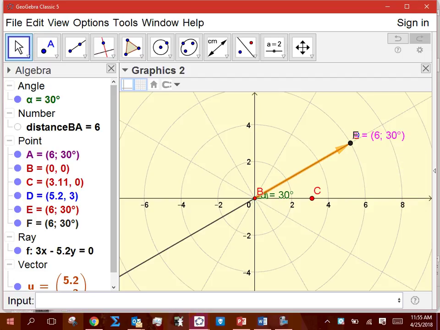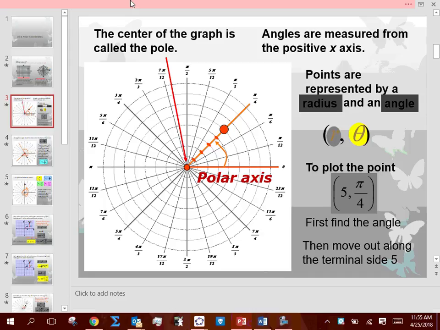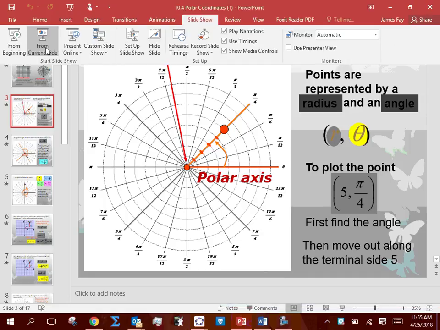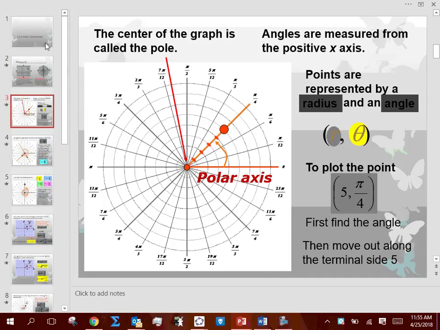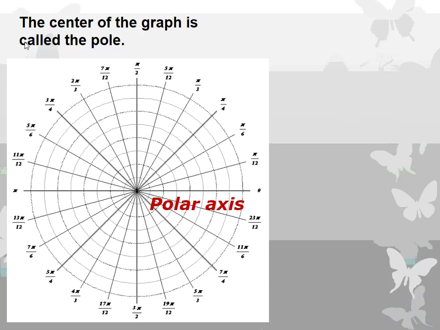All right, so I kind of want to talk about how we structure that process for being able to identify points, okay, in the polar plane. So can I talk about this on Monday? Okay, so the center of the graph is called the pole. We got the polar axis.